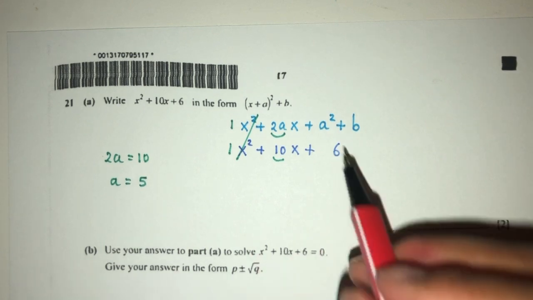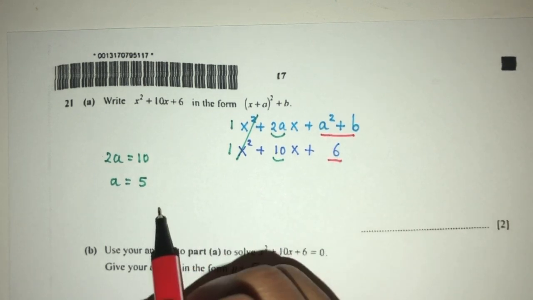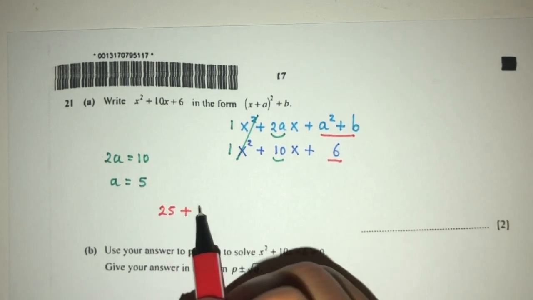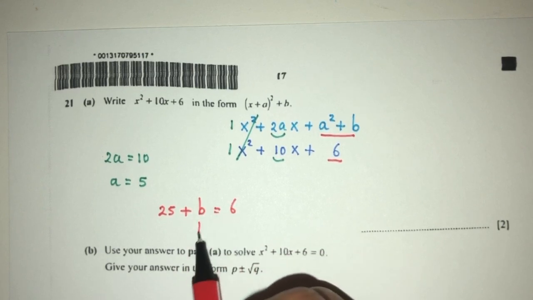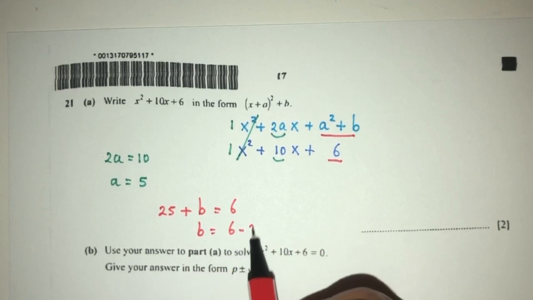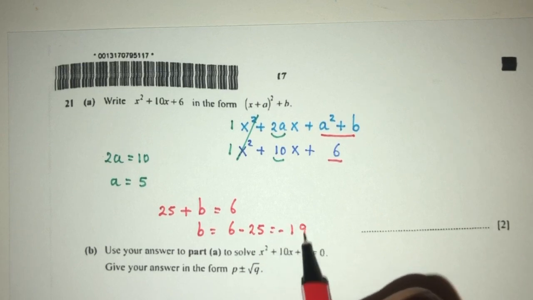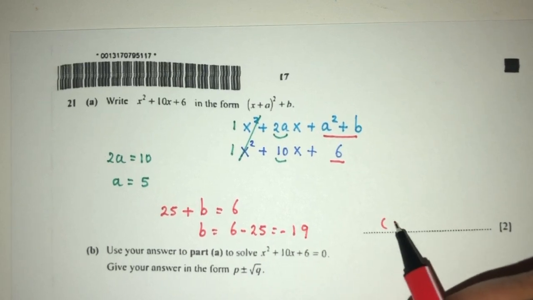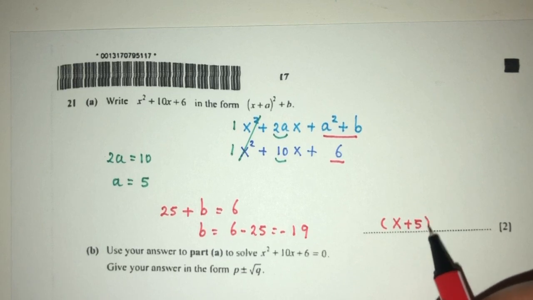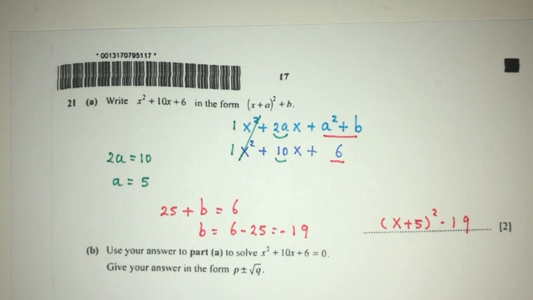The last one we have this and this. A squared is 25 plus b has to be 6. So b has to be 6 minus 25, which is minus 19. So here we have (x plus 5) square minus 19 for my answer for part A. That will be part A.